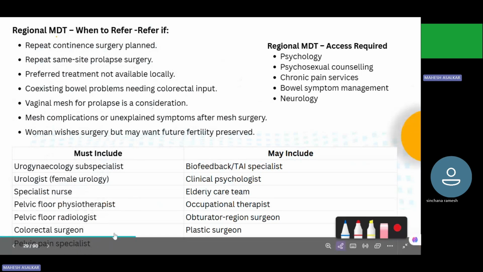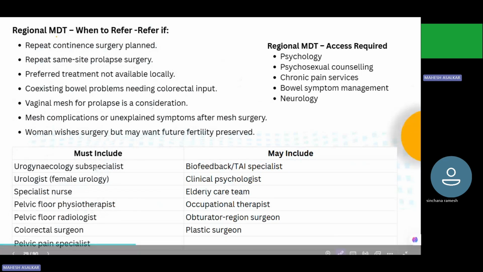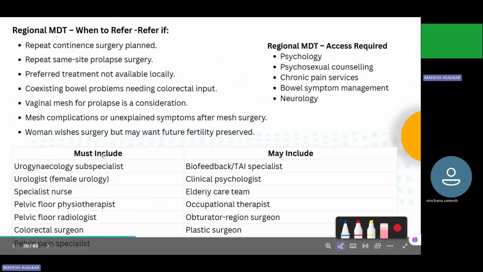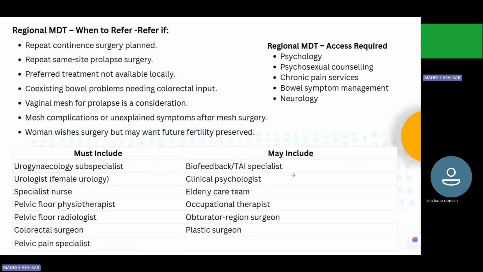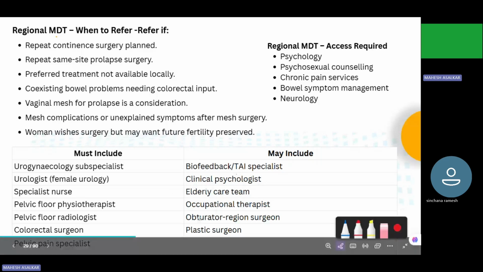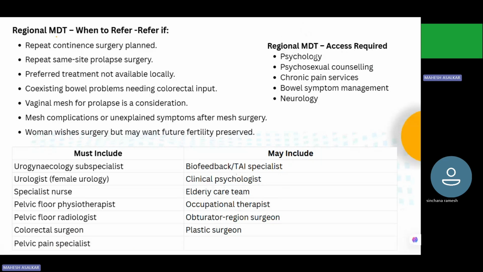So did you understand the composition of the regional and the local MDT now? Must component. Yes, sir. Okay. Now it may have an additional biofeedback specialist, then clinical psychologist, elderly care team here. That was also optional here. Occupational therapist optional here. There are in both cases. Obturator region surgeon, plastic surgeon. These are optional.